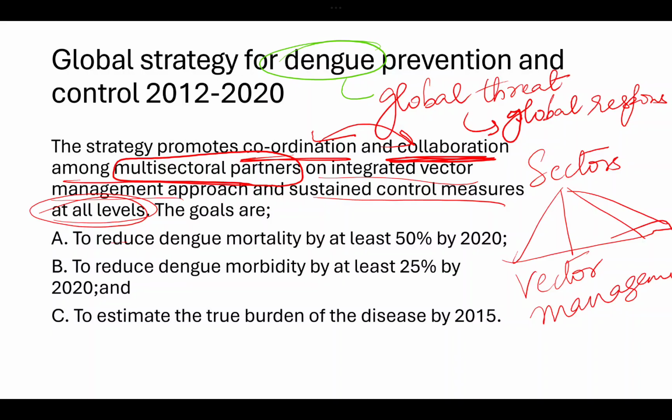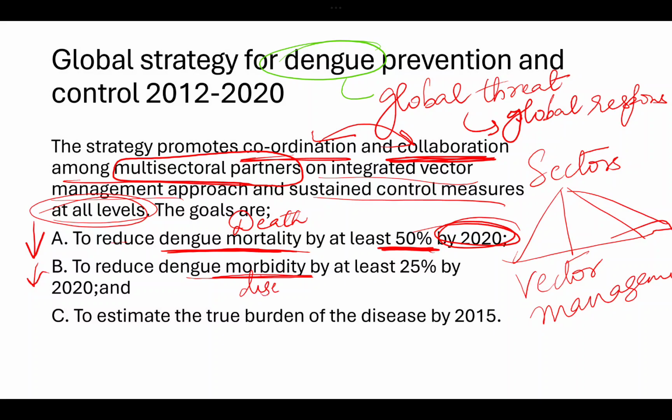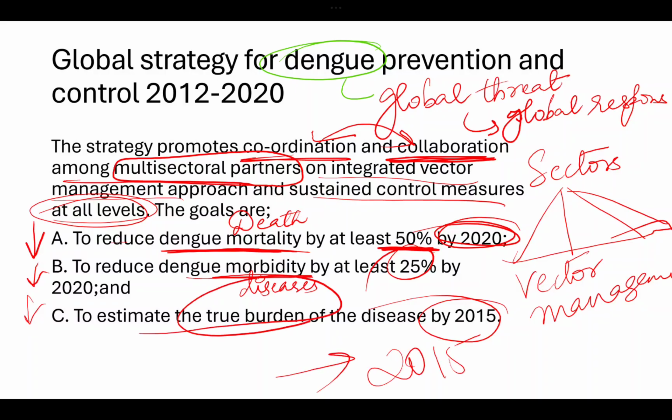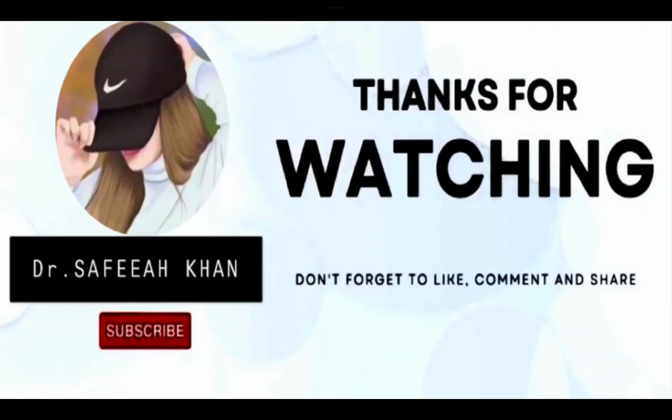The goals include reducing the mortality of dengue by at least 50% by the year 2020. Dengue mortality is the deaths caused by dengue. We also want to reduce dengue morbidity, which is the disease burden, by at least 25% by 2020, and to estimate the true burden of the disease by the year 2050. We want to determine what true burden dengue disease is causing.